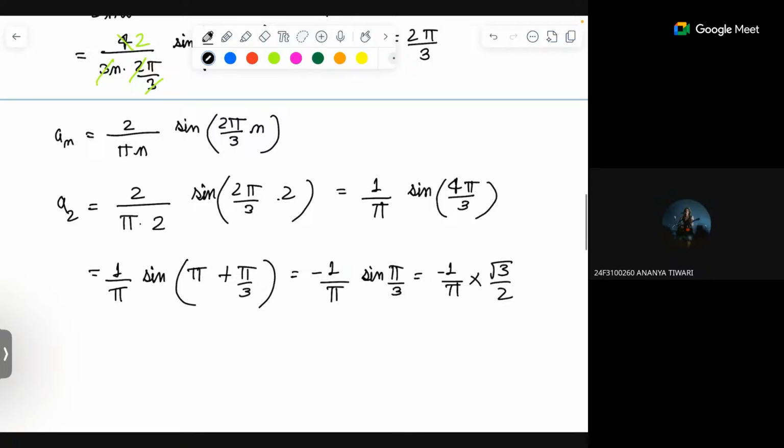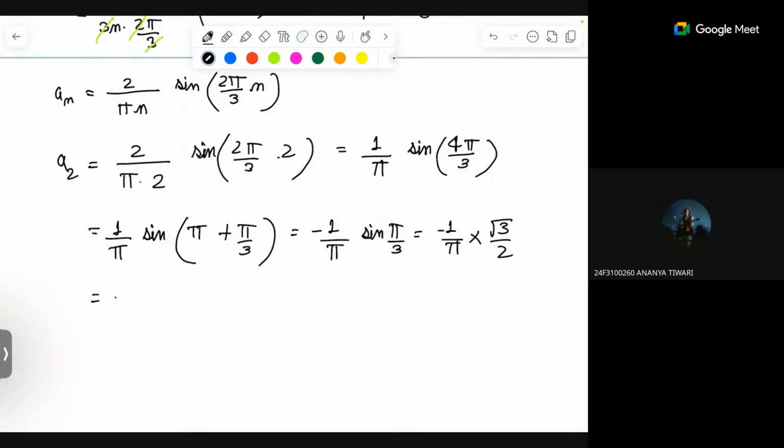Yes, ma'am. Ma'am, we will get minus 0.2756. Yes. So we will just round it off. Now this is A2. So magnitude of A2 will be 0.276. Is this clear? Yes, ma'am.